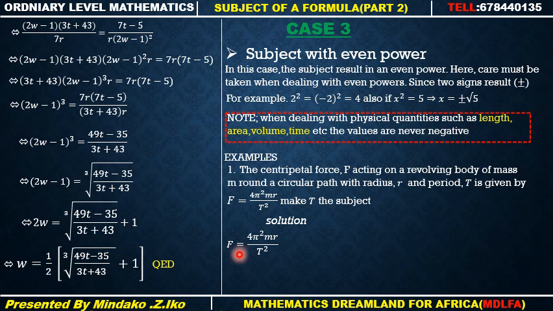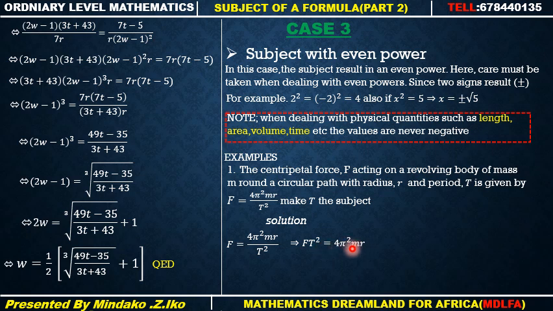F equals 4 pi squared mr divided by t squared. So in this case, we also just cross multiply. This is actually simple. Just cross multiply and then rearrange. If we cross multiply, we have this t squared multiplying this f. So we have ft squared being equal to 4 pi squared mr.